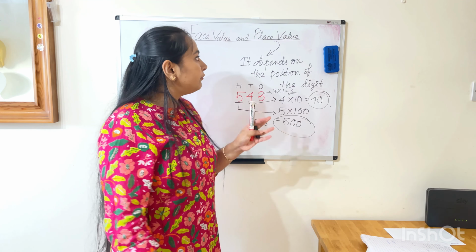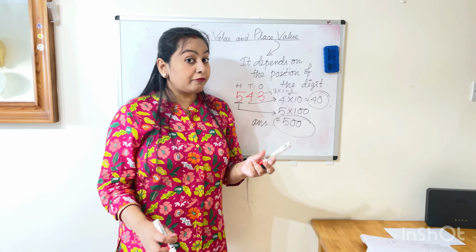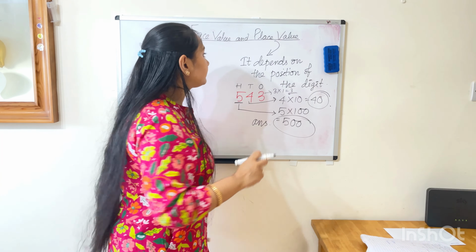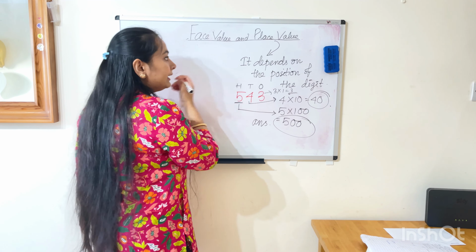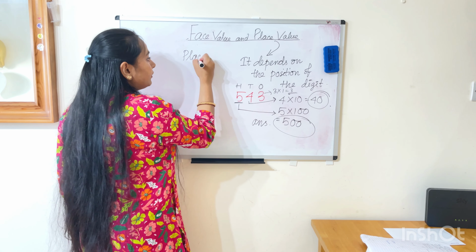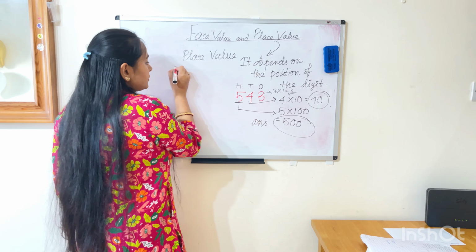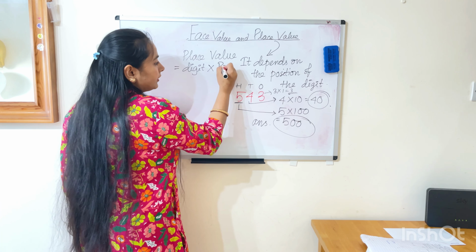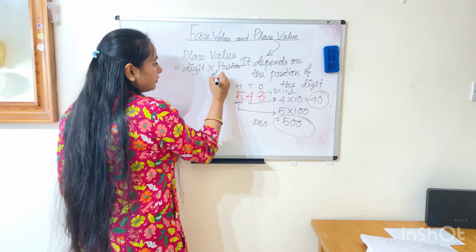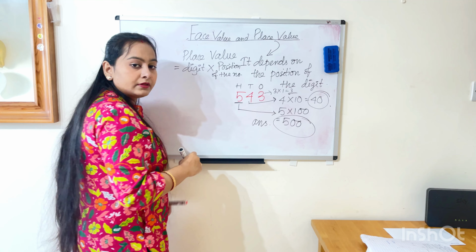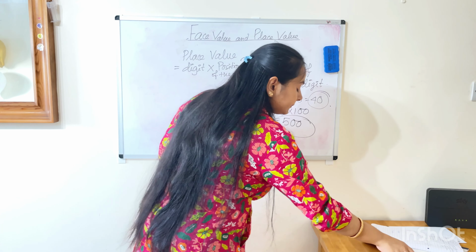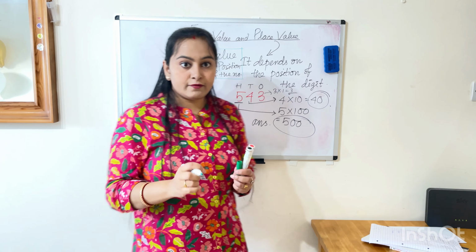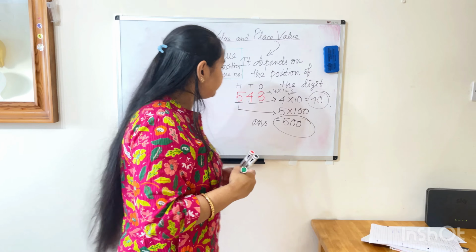So I hope all of you understood up to this portion, how we can find out the place value of a given number or any digit of the given number. One thing you need to remember, how we can find out the place value of a digit: digit into the position of the number. Right? Always remember this one to find out the place value of a given digit, right?